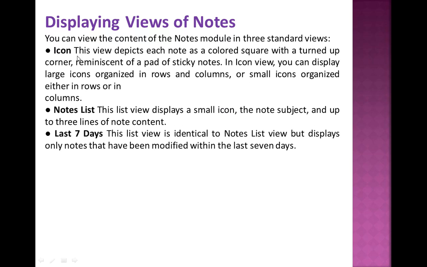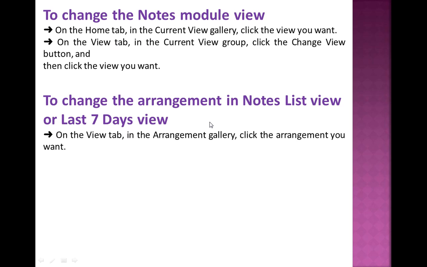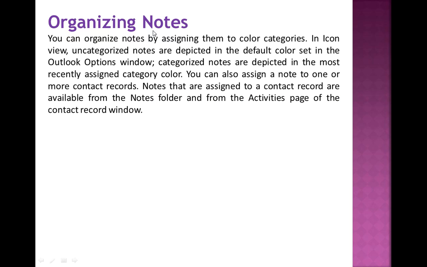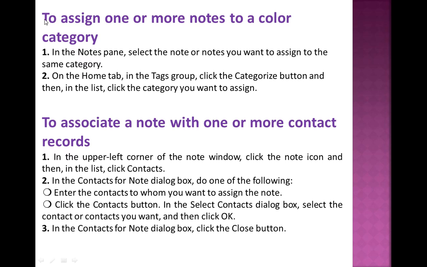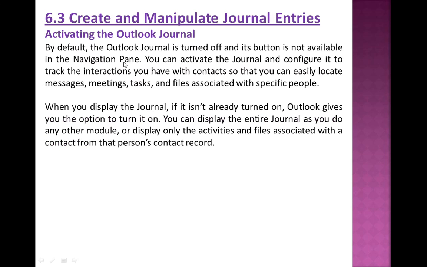Then displaying view of notes: icon, notes list, last 7 days, how to change the notes module, how to change the arrangement in notes list view or last 7 days view, then how to organize the notes. We will also discuss how to assign the notes to a color category, means how to change the color of the notes. Then how to associate a note with one or more contact records.